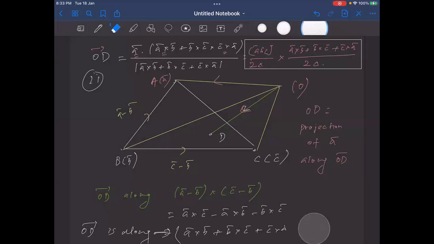The unit vector formula along this: let the vector be A cross B plus B cross C plus C cross A. Its magnitude is 2 times delta, so we multiply by that. Correct? Yes, sir. So we got the expression from this. Is it clear?